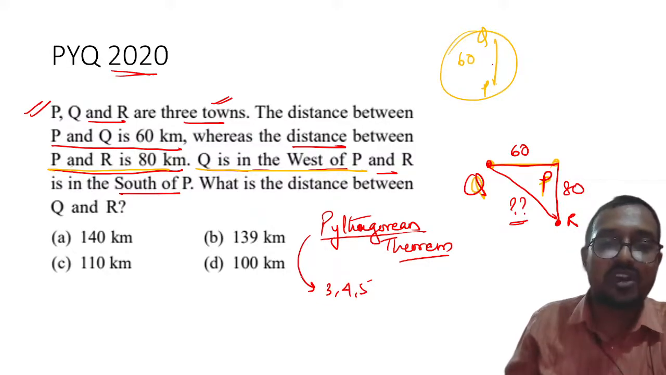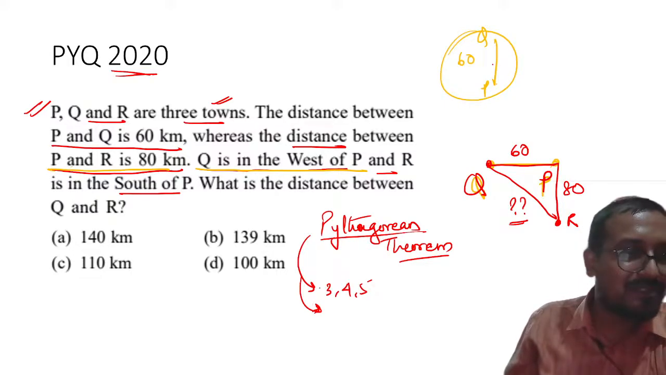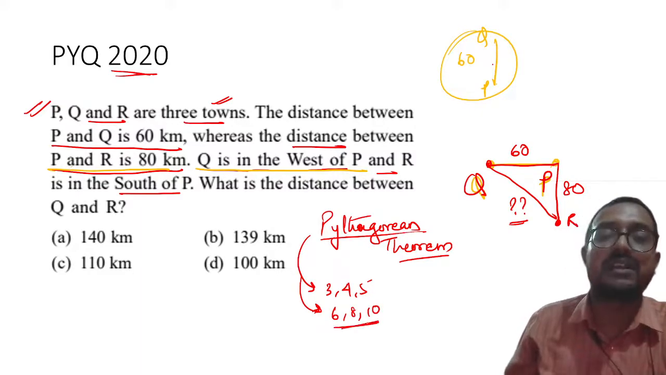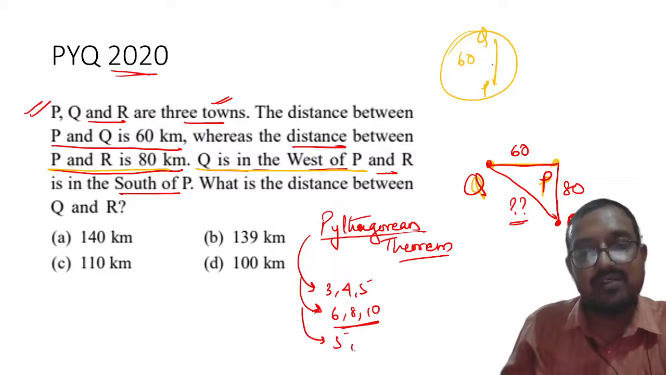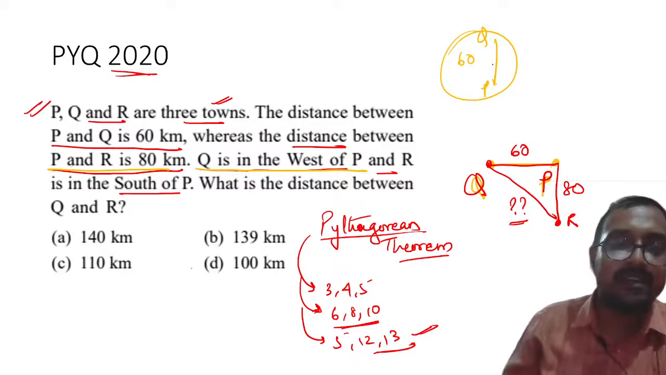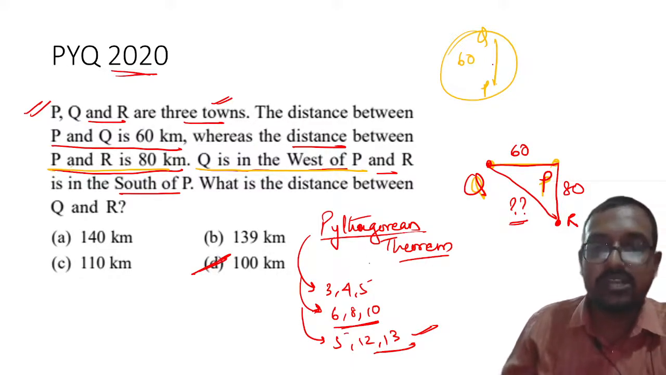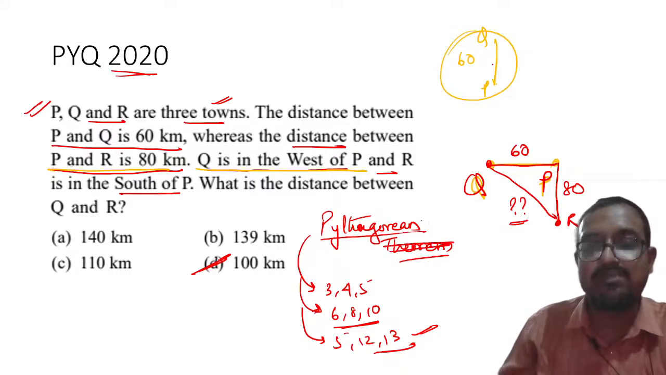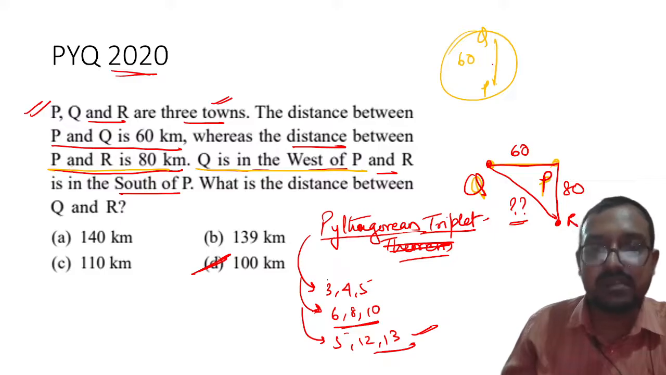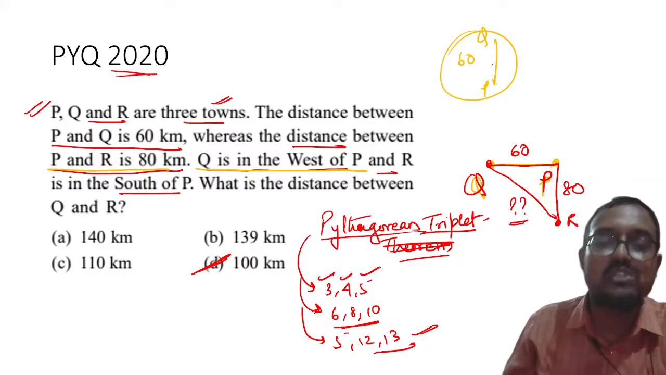Understood? So the interviewer asked him to tell 4 or 5 Pythagorean triplets. Then 6, 8, 10. Again a Pythagorean triplet. Then 5, 12 and 13. Yes, Kartikeya and Tanmay, both of you are correct. It is D. Understood? So Pythagorean triplet. Sorry, I wrote theorem by mistake. Triplet. What does triplet mean? It means a square plus b square is equal to c square.